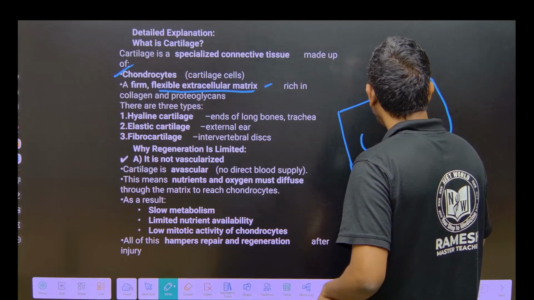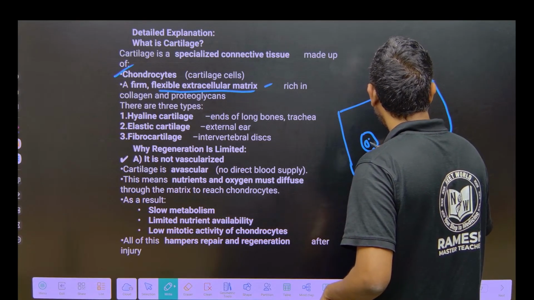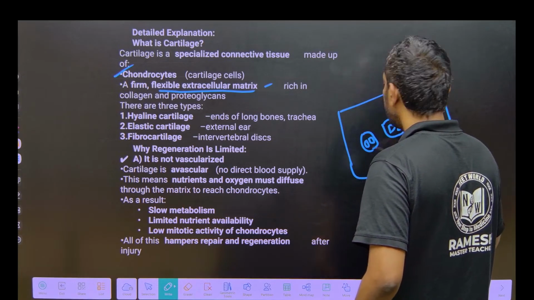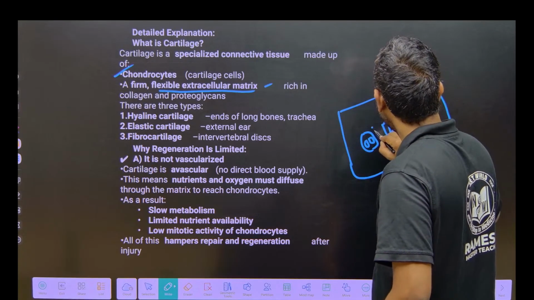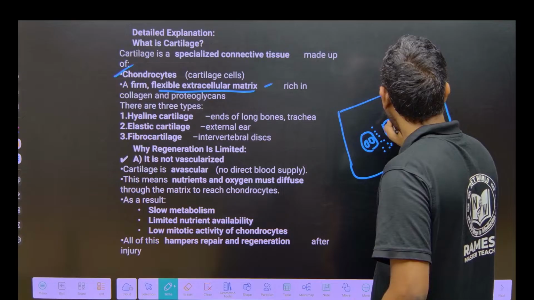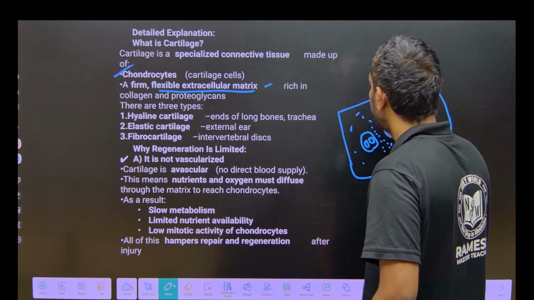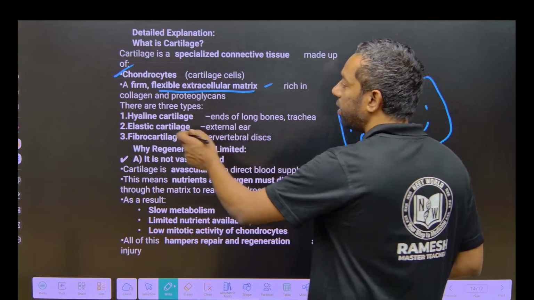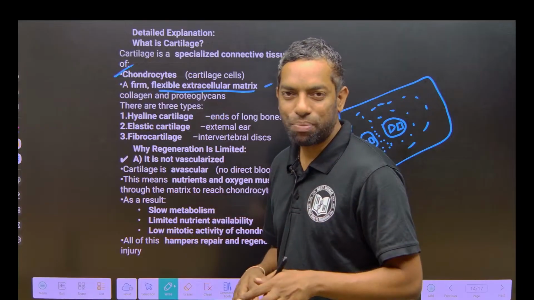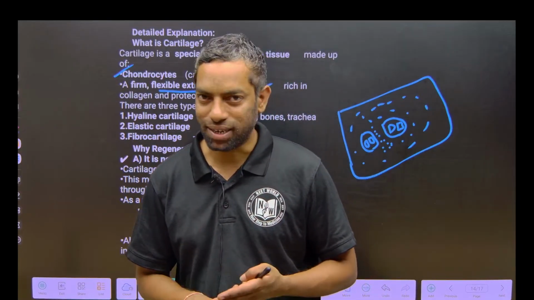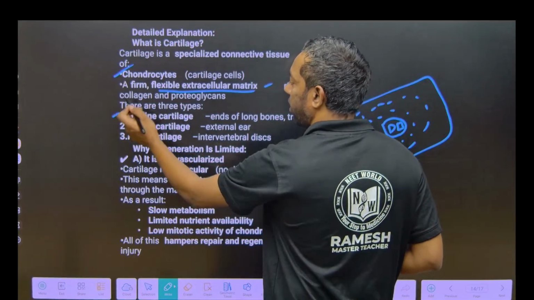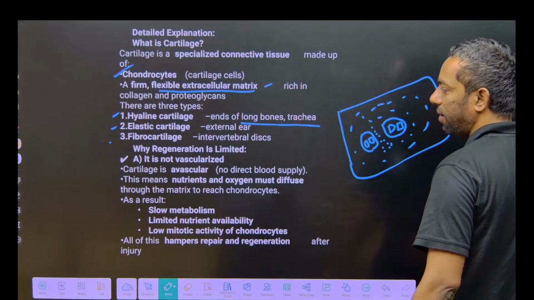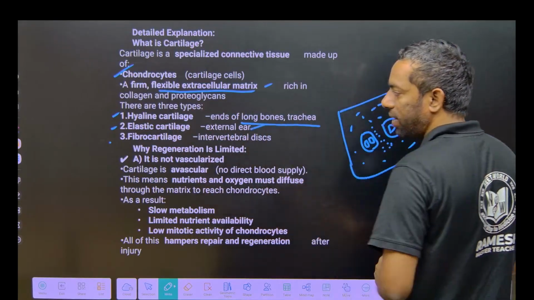Chondrocyte cells can secrete the extracellular matrix. They are flexible, and cartilage is of three types: hyaline cartilage, fibrous cartilage and elastic cartilage. Hyaline cartilage is found at the ends of the long bones and in the trachea. Elastic cartilage is found in the external ear.